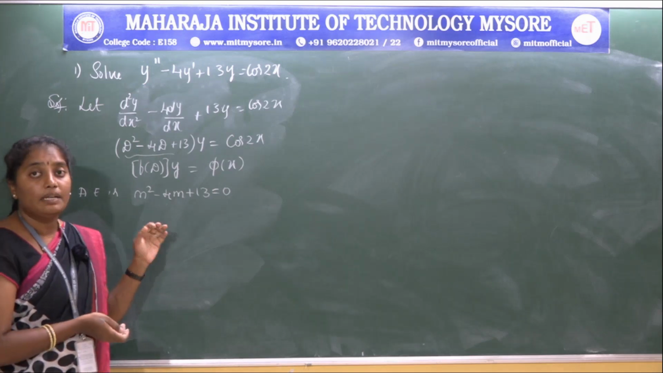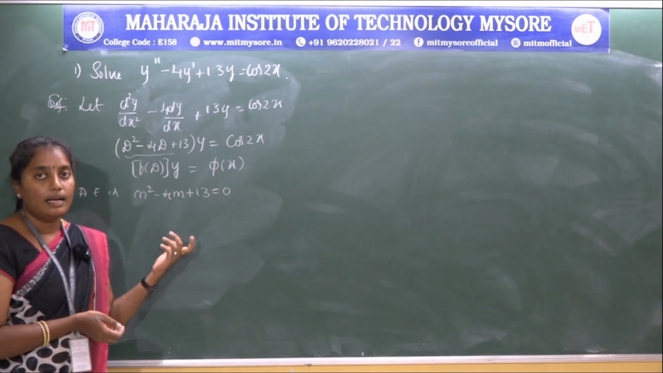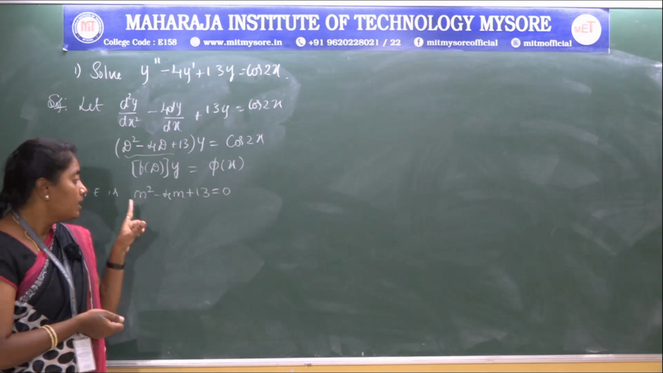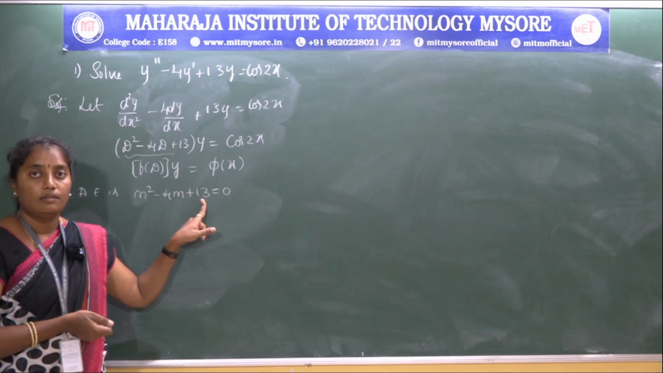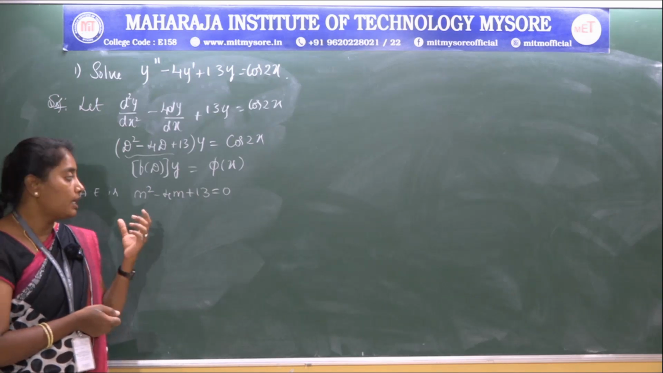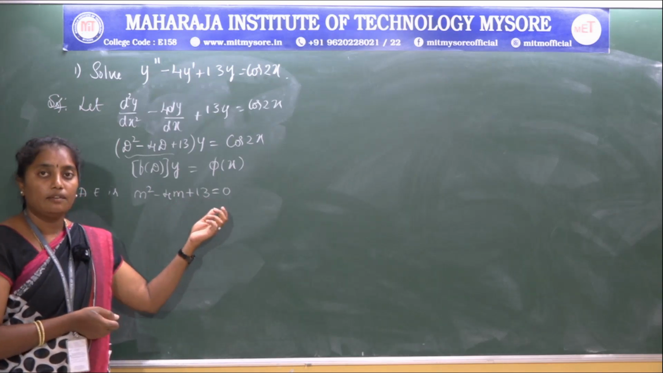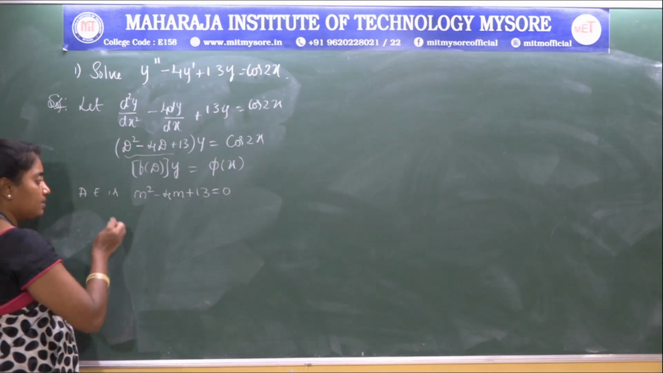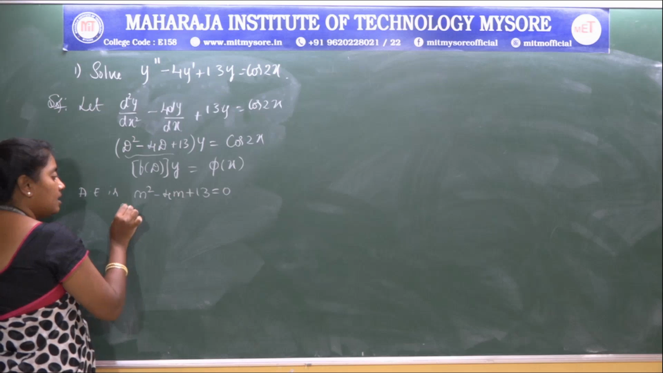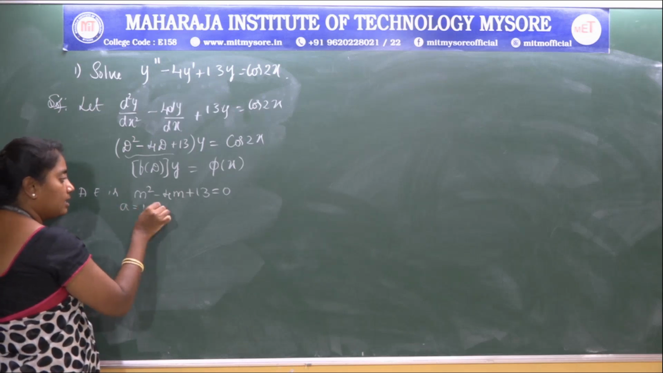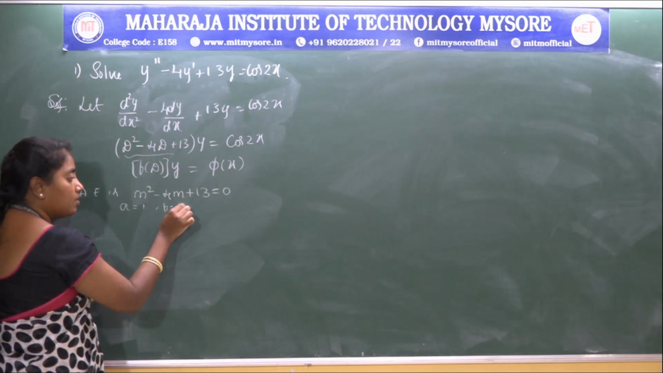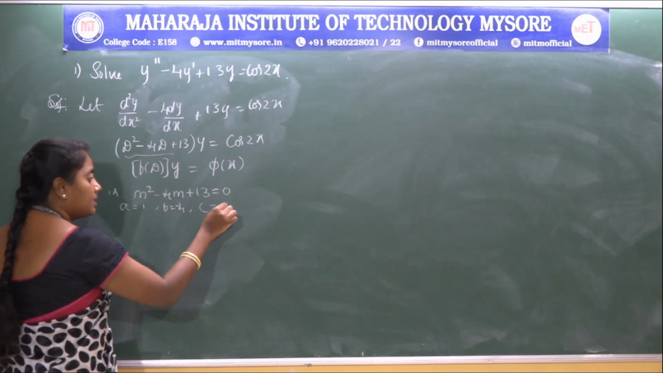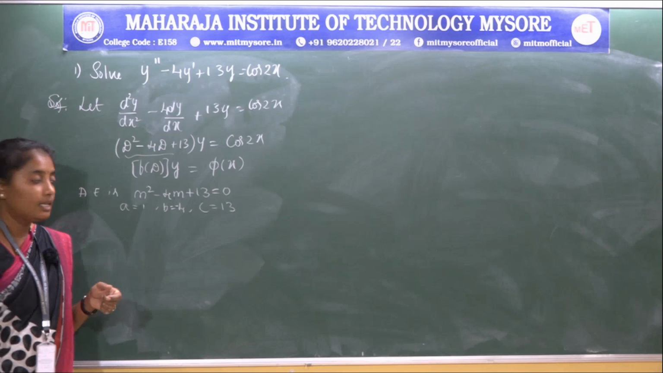If it is possible, we have to factorize this, otherwise we have to apply the formula to find the roots of the equation. Here 1 into 13, we have 13 as a factor. We have to select two numbers which on multiplying should give 13. But for this, factorization is not possible. Hence, applying the formula, a is equal to 1 here. I am writing the coefficients of this quadratic equation: b is equal to -4, c is equal to 13.